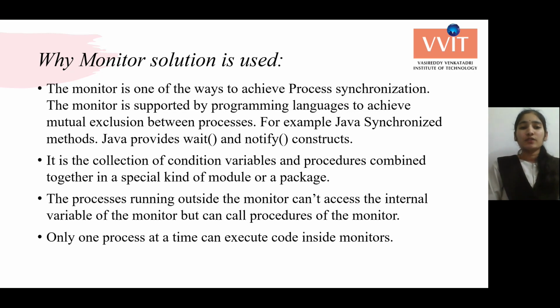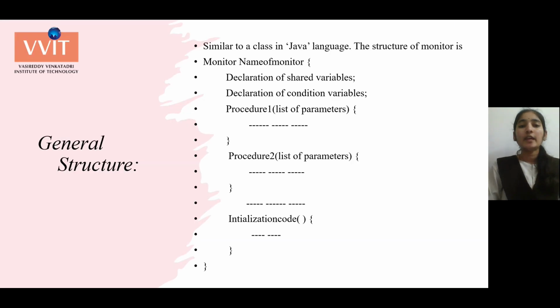Let us see general structure of the monitor. Here you go. Similar to a class in Java, we have the structure of the monitor as monitor, name of the monitor, and declaration of shared variables, and then declaration of condition variables. And then we declare some procedures as per our requirement. At the last, initialization code. Here the initialization code is like a constructor. In Java, we use constructors, right? Here also the same thing. This initialization code is used for initializing the shared variables or condition variables.